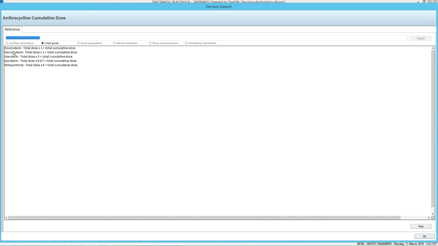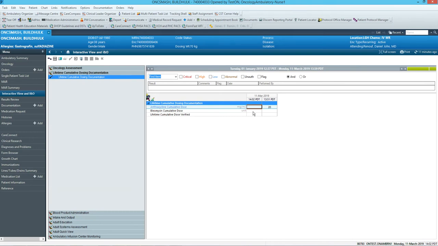So doxorubicin, for instance, is a 1-to-1 ratio. If we had administered the 20 milligrams per meter squared, I would simply come into this window and transcribe 20 milligrams as the milligrams per meter squared that I was administering to my patient and click sign.